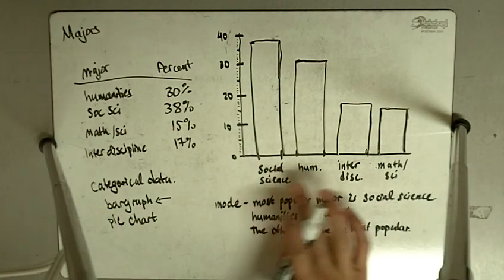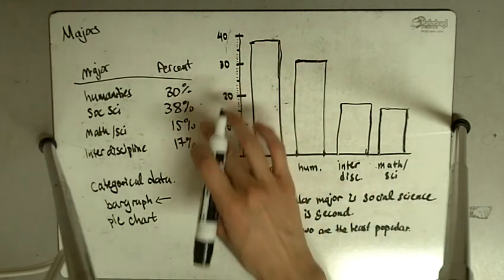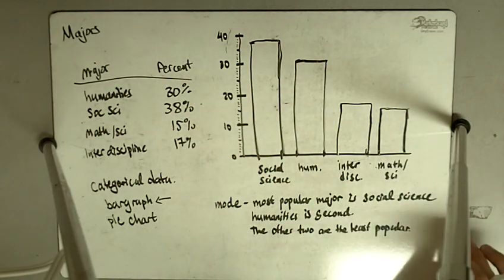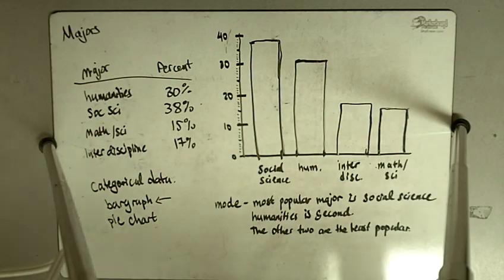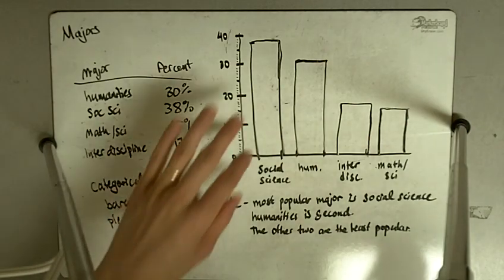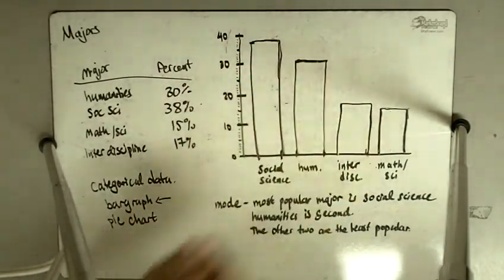Again, if you have the bars in a different order, if you leave them in the same order as this, that's allowed and that's fine. Your bar graph is equally valid. I just chose to make them go from largest to smallest.